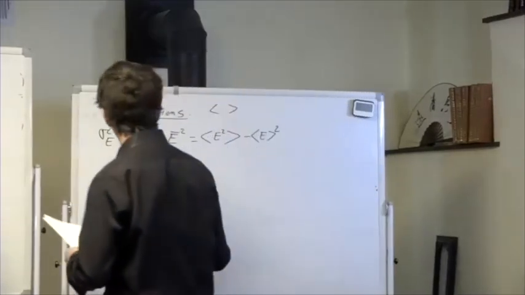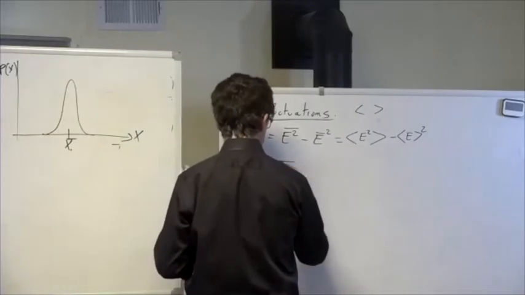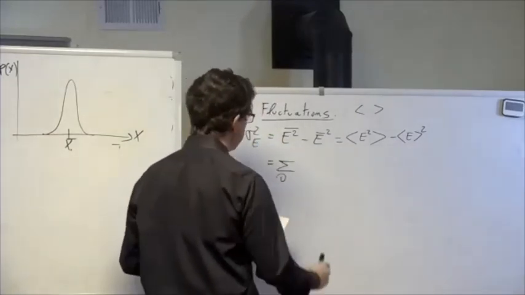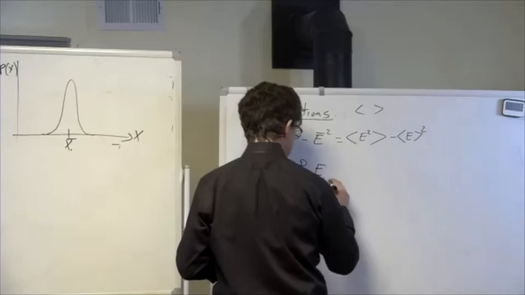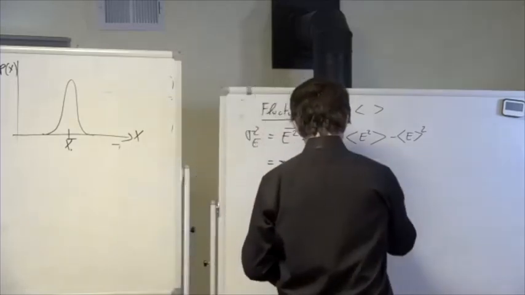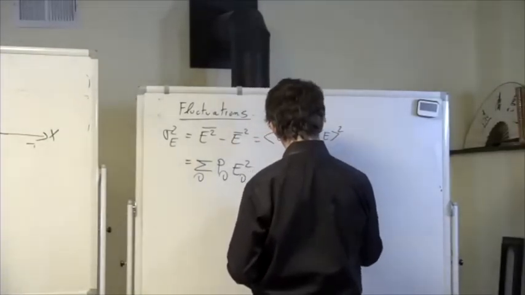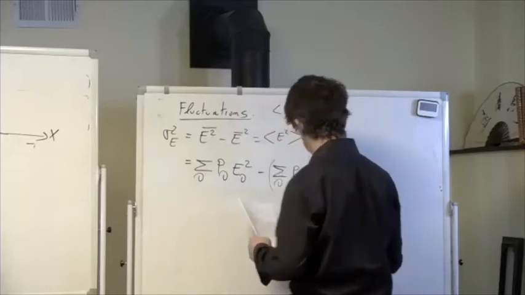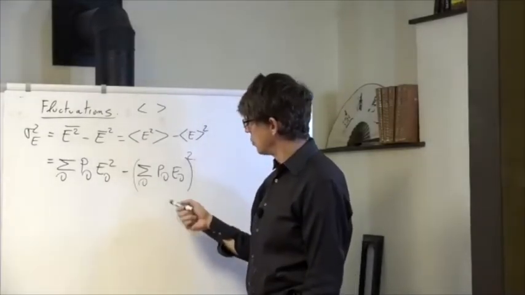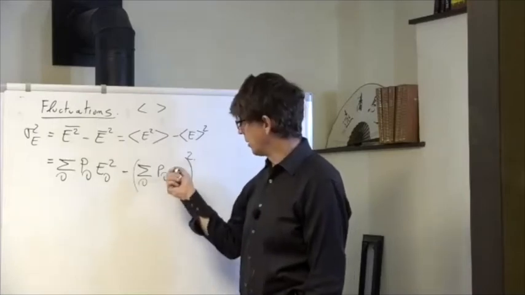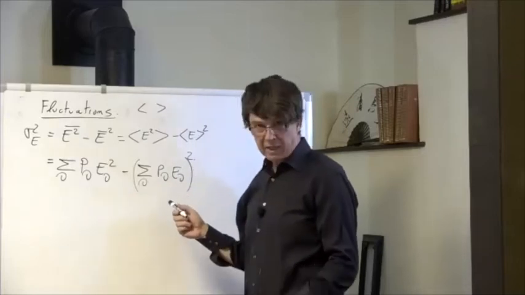So how would you calculate this? Well, one way is to do it explicitly. You would just do a sum over the states, the probability of a state, p nu, times the energy of that state squared, and then minus the average energy, which is the sum over nu of p nu E nu, and then you square that. So that would be a way to get the Gaussian spread. You can actually do this. It's a bit complicated. You just plug in what p nu is and turn the crank and have some more coffee.